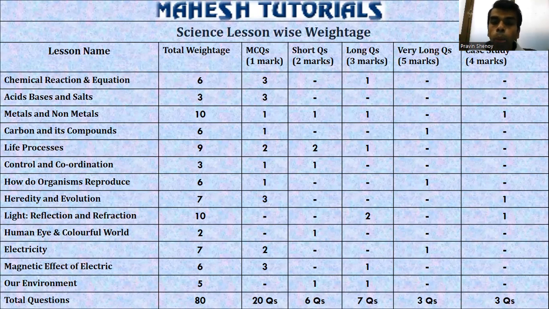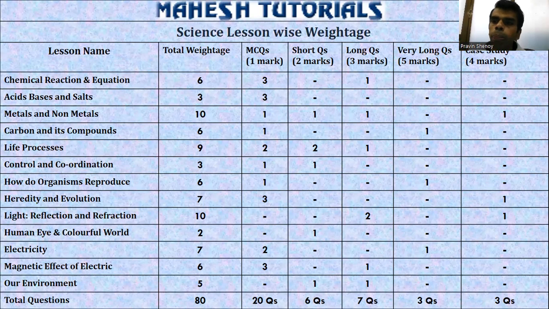The next chapter is the most important chapter of chemistry, that is metals and non-metals. The weightage of metals and non-metals is 10 marks, from where you will get one MCQ, one 2-mark question, one 3-mark question and one 4-mark case study. The next chapter is carbon and its compounds. The weightage is 6 marks, in which one MCQ will come and one 5-mark brief question will come. So this was the chemistry part of the science paper.